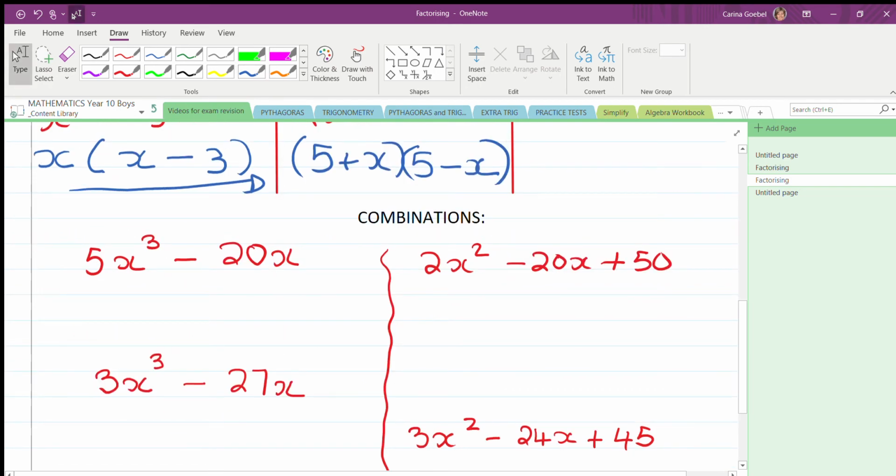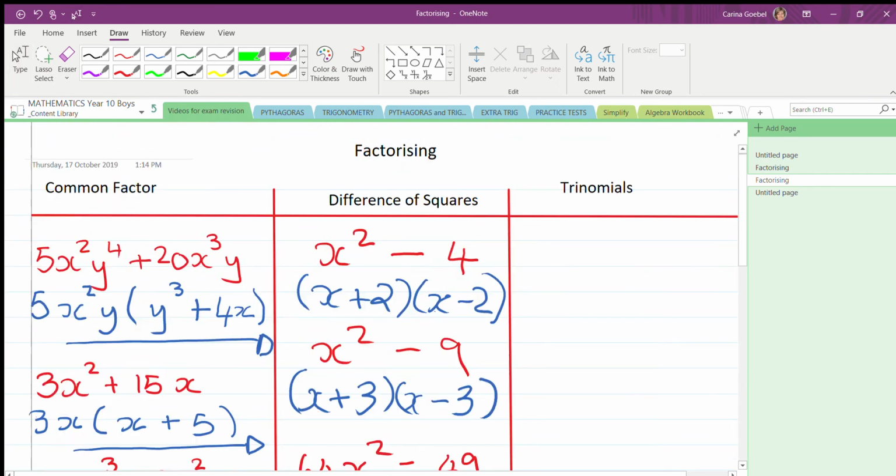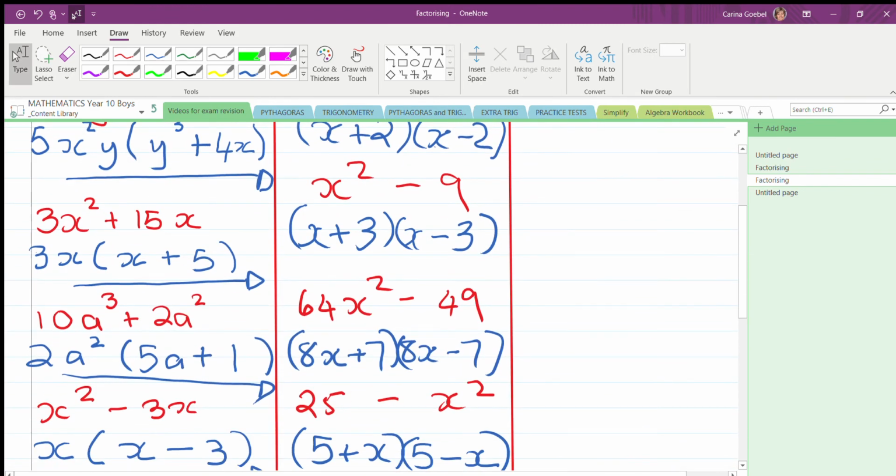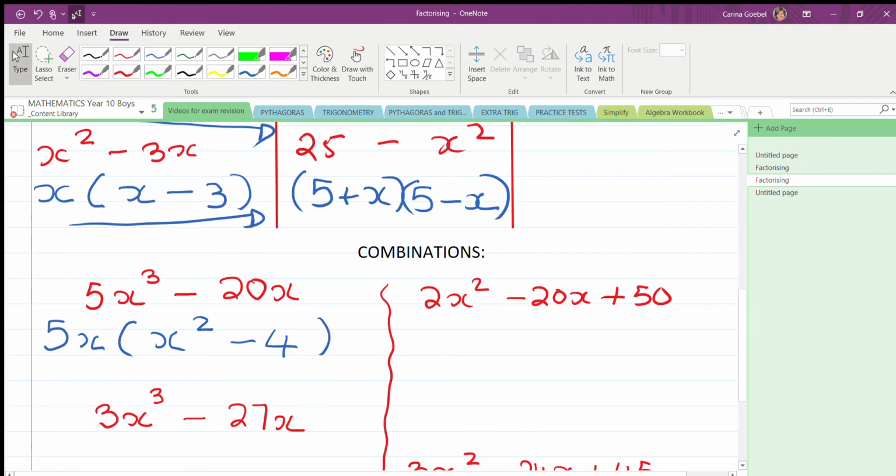You sometimes first have to take out a common factor, or you have to always check for that. So if you take out the common factor, they're both divisible by 5 and they have an x common. And when you write down what's left over, you will get x squared minus 4. And you'll notice that this here is a difference of squares. So you can see it's that first one that we did. Okay, so you need to identify that this expression has not yet been fully factorized. So you need to also factorize the difference of squares that's in your bracket.